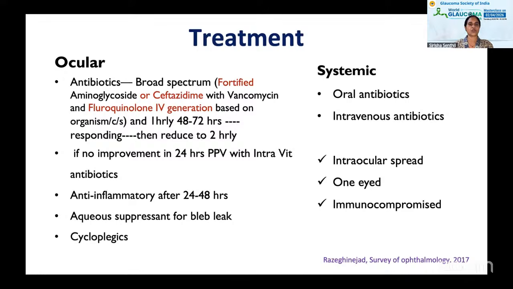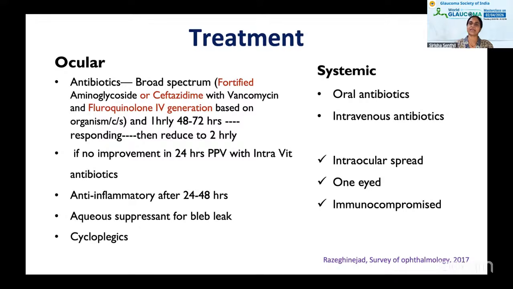And we keep a watch on whether the inflammation is increasing or if there is an anterior chamber inflammation that is developing newly or not. And of course, we put them on aqueous suppressants if there is a bleb leak, and cycloplegics. Steroids, we should be very, very wary to begin with. Until and unless we get the culture sensitivity or the smear report, we should not be starting off steroids. And one needs to be careful.